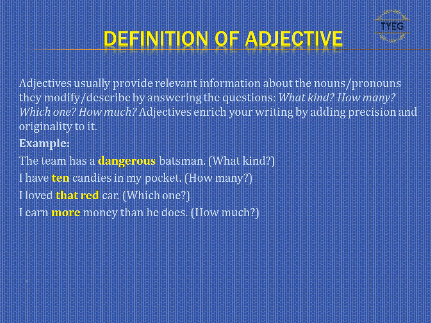Definition of adjective. Adjectives usually provide relevant information about the nouns or pronouns they modify or describe by answering the questions: what kind, how many, which one, how much. Adjectives enrich your writing by adding precision and originality to it. Example: the team has a dangerous batsman. What kind? I have 10 candies in my pocket. How many? I love that red car. Which one? I earn more money than he does. How much?